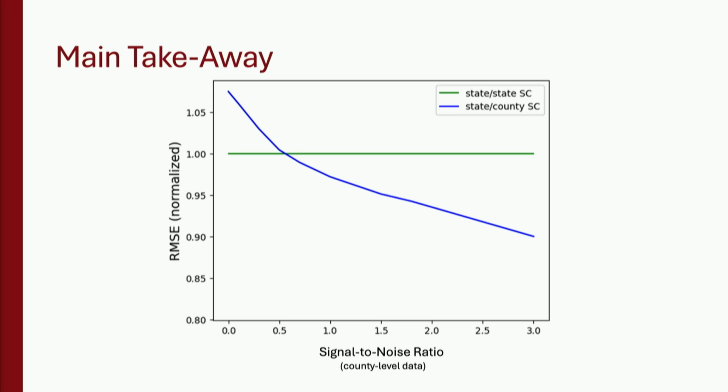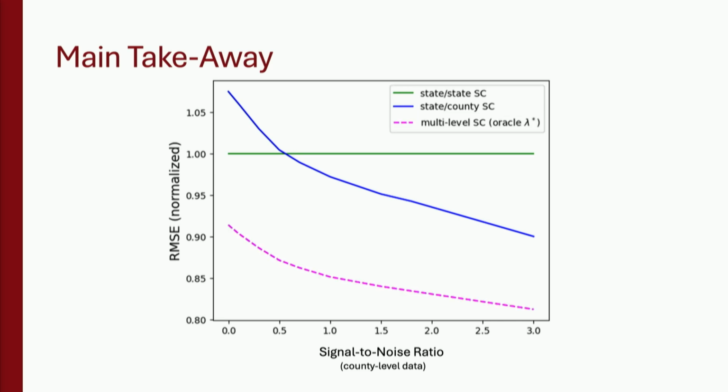So let me leave you with the main takeaway of the presentation. I document there's a trade-off between how much additional information the counties bring into the estimation procedure versus how much additional noise, which results in different relative performances depending on the signal-to-noise ratio. I introduced a multi-level synthetic control estimator, whose performance I'm including here using a hierarchical lambda, which unifies both of these and in the ideal world outperforms either one of them.